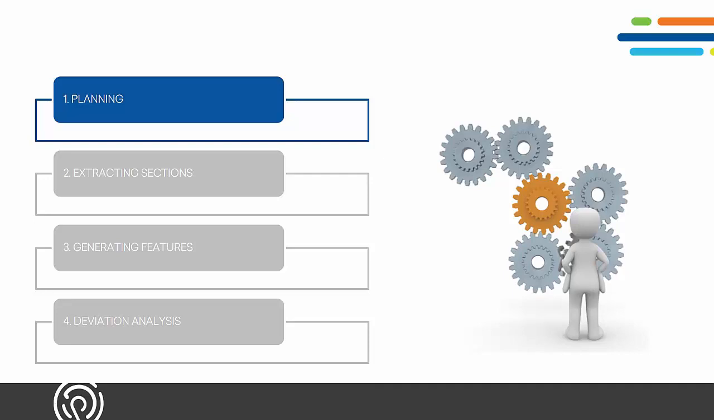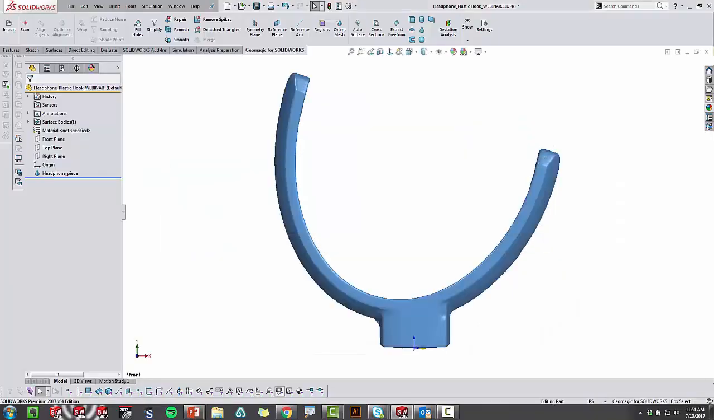Why do we have to plan? Well, as with anything, if we don't plan, we'll end up going in all kinds of directions and we're not going to be focused. So in this case, we have to do the same thing. Let's jump on to SOLIDWORKS and take a closer look at this.